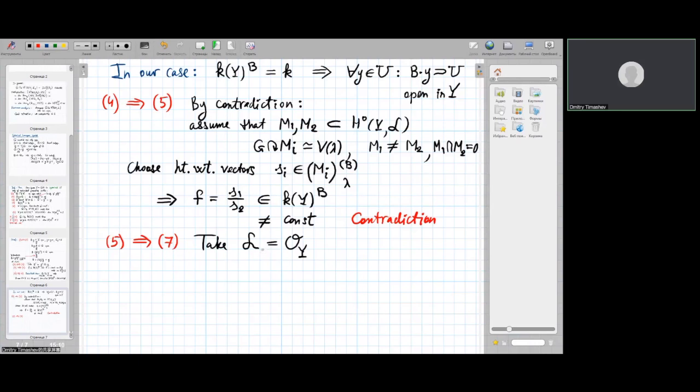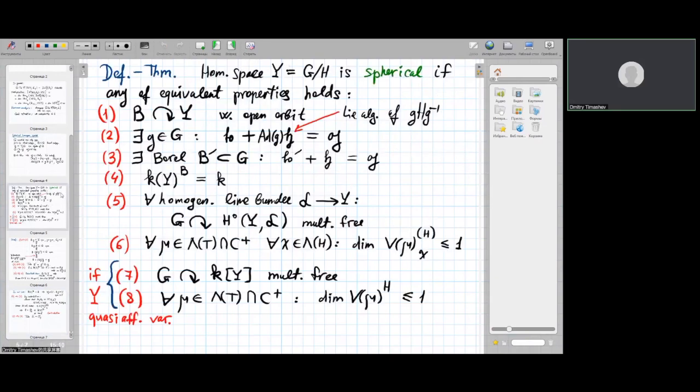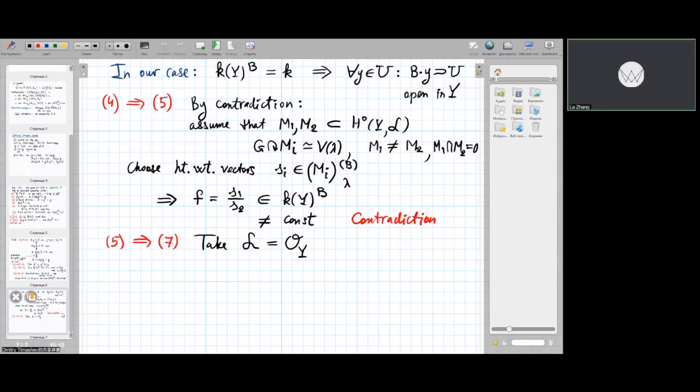Y always means my homogeneous space, just as in the formulation of this theorem. It is a homogeneous space G mod H, where G is the acting group. Why is the trivial line bundle a homogeneous line bundle? It is associated with the trivial character of H. When you act on the fiber just trivially, then you get a trivial bundle. So the action of G on the total space is only coming from the action on the base. The action on the fibers is trivial.